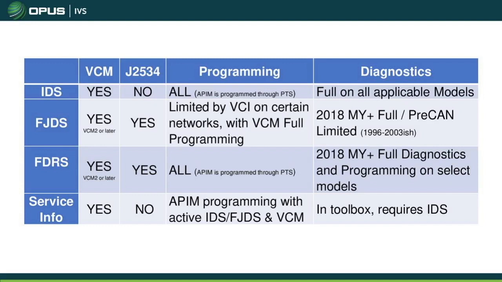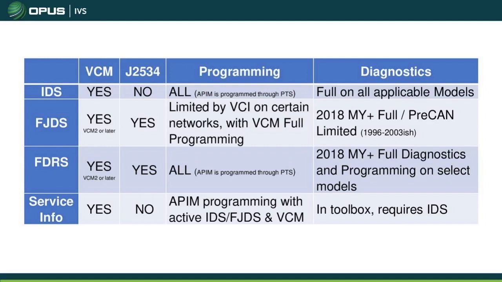FDRS is the newest version, a cloud-based version of our software. We use that with a VCM2 or later, J2534-2. I recently had an issue with the Snap-on Pass-Through Pro 2. It didn't quite meet the hardware standards, but I think the 3 works just fine. That's full diagnostic dealer-level programming, just about everything you need to do on the select models.